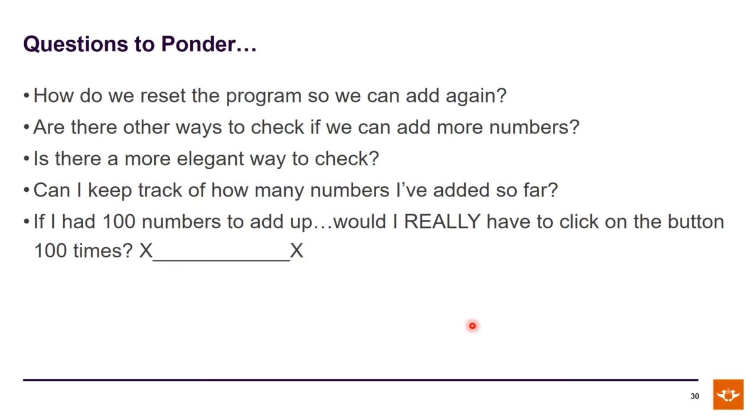If I had 100 numbers to add up, would I really have to click on the button 100 times in this program of mine? See, you're all like going, no, that's wishful thinking. Based on how I've done this program right now, do I need to? Yes, you would have to, because you have to click the button to say, I've just entered 10, enter. I've just entered 20, enter. I've just entered 30, enter. Who is in favor of clicking the button 100 times?